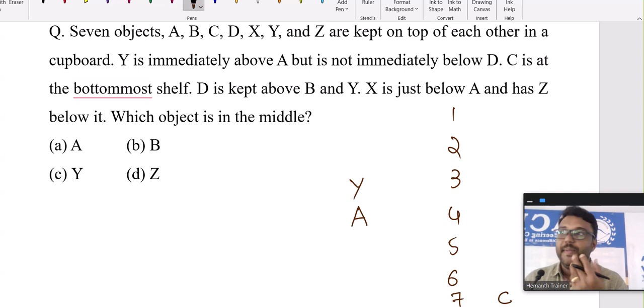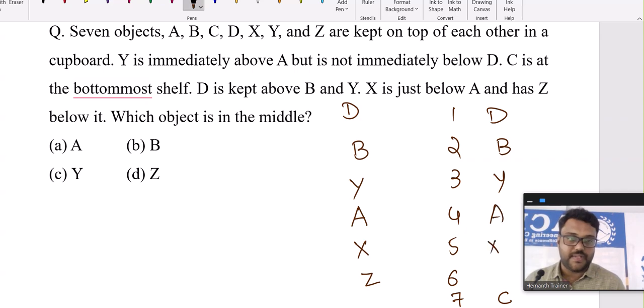D is kept above B and Y. And they said Y is not immediately below D. So Y above B maybe, B above D. There may be some gap also. There might be some gap as well. And it is given X is just below A and has Z below it. And C has already taken the bottommost, so satisfying all this: D, B, Y, A, X, Z, C. So the middle one is nothing but A.